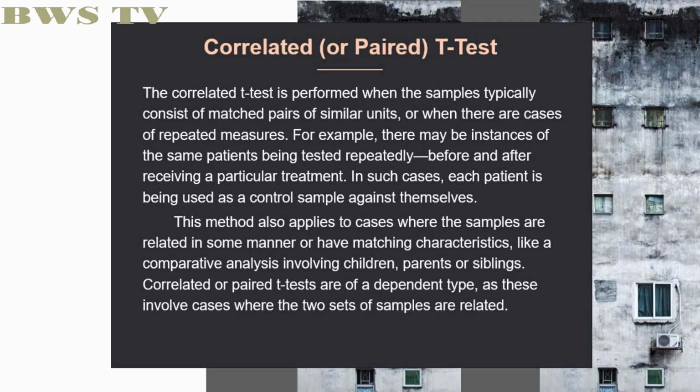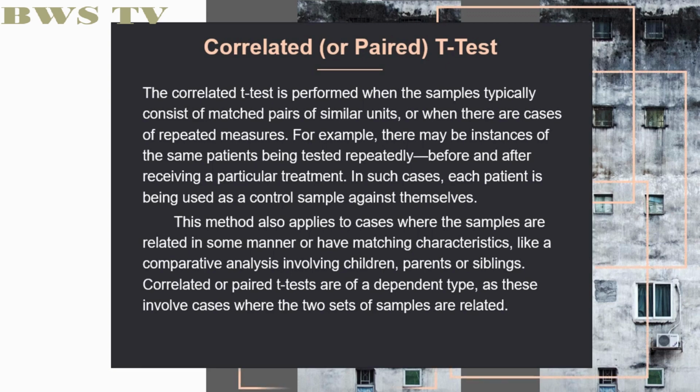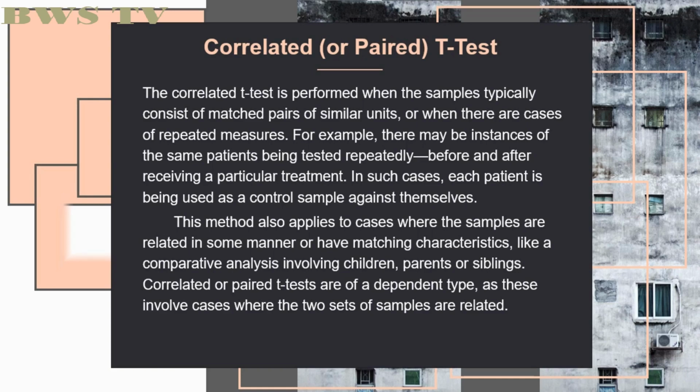This method also applies to cases where the samples are related in some manner or having matching characteristics, like a comparative analysis involving children, parents, or siblings. Correlated or paired t-tests are of a dependent type, as these involve cases where the two sets of samples are related.